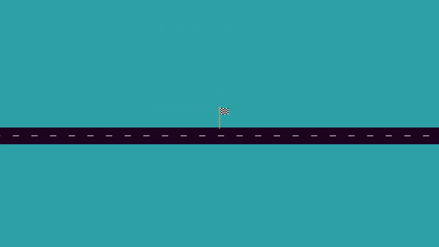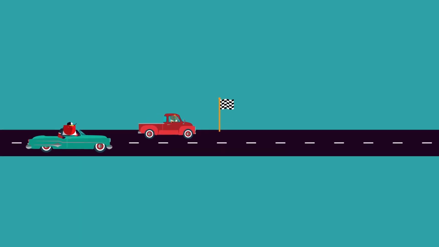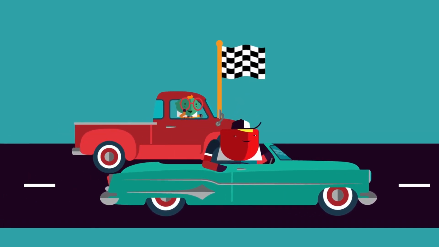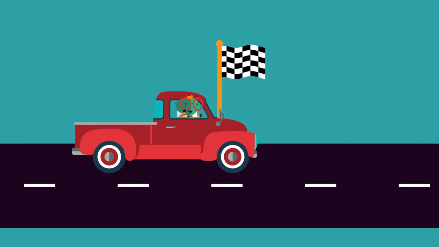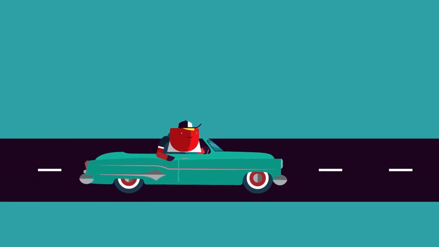If this line is a racetrack, and Fidel and James are racing along it to see who reaches the midpoint first, Fidel has won. He reached the halfway spot first. Not sure James understood about the midpoint.